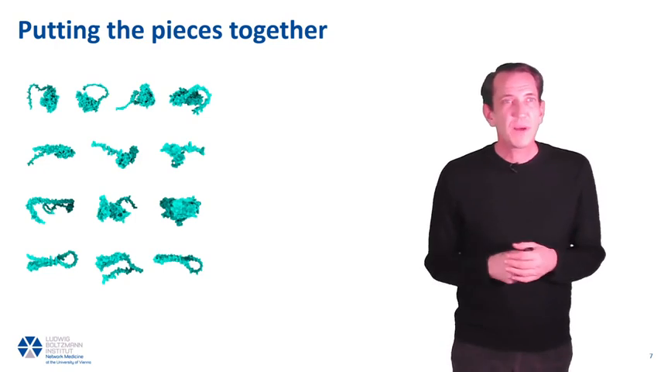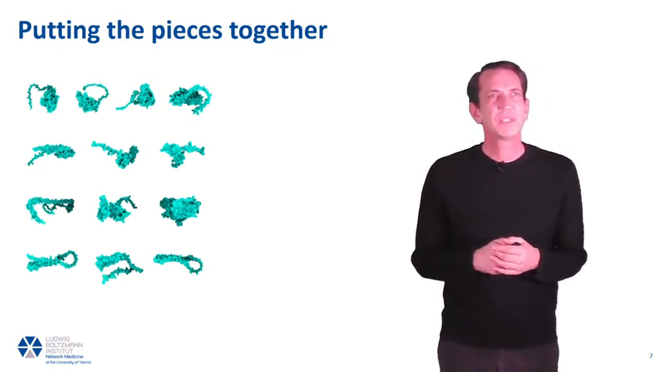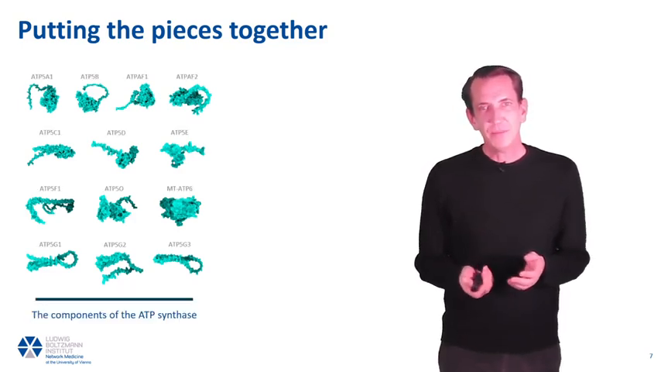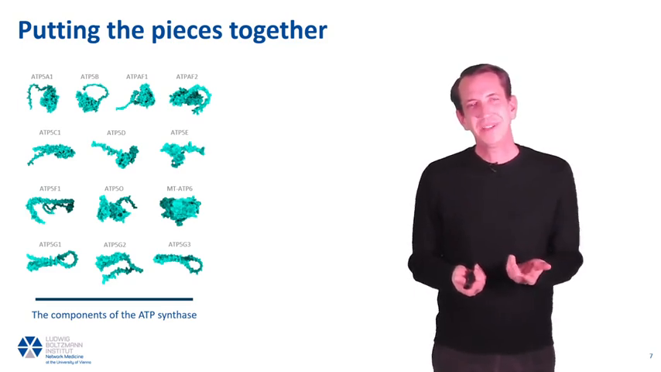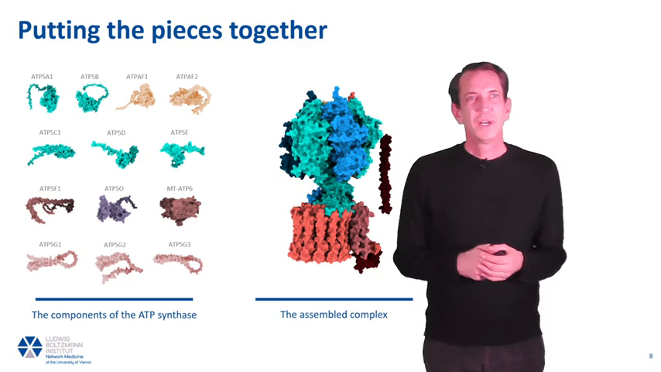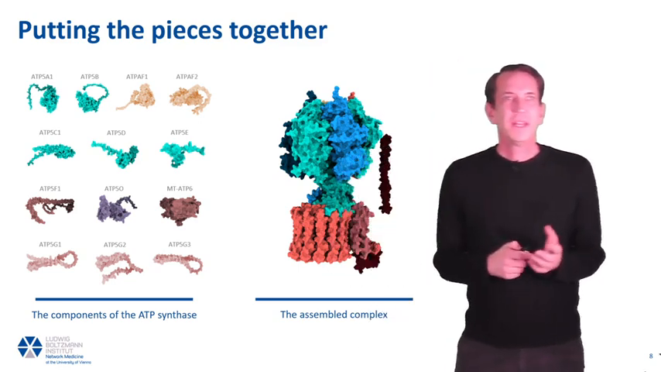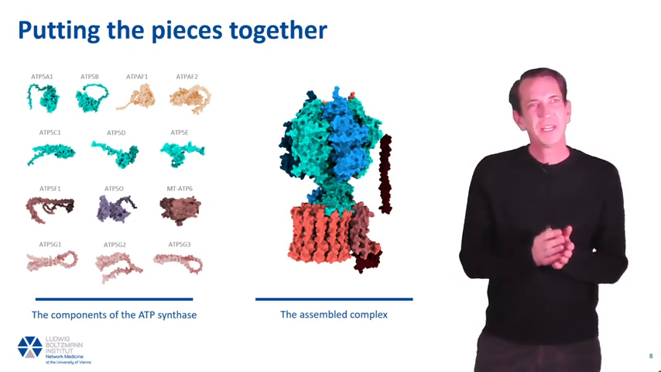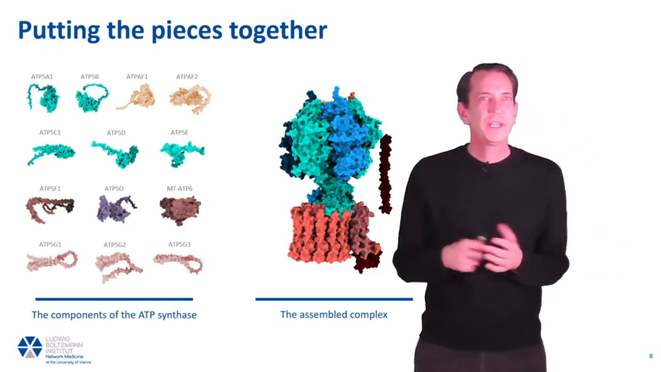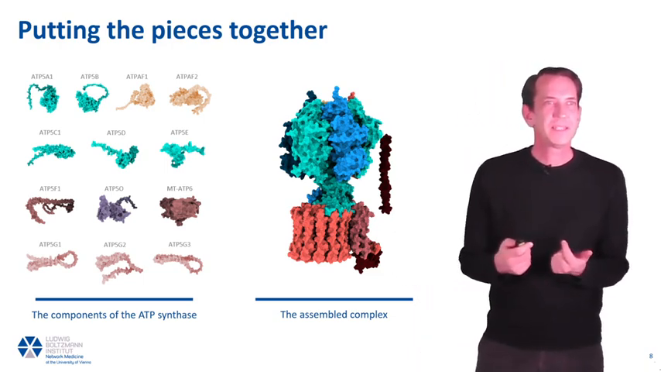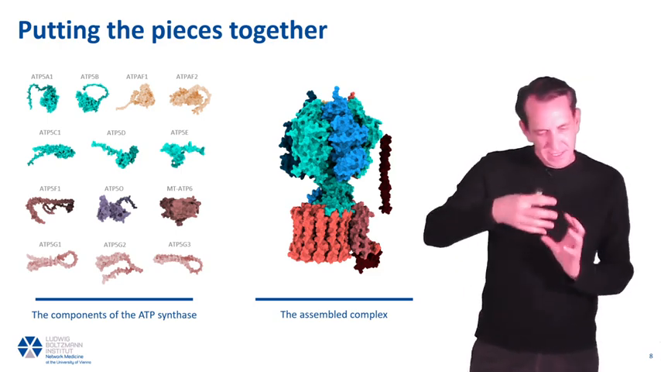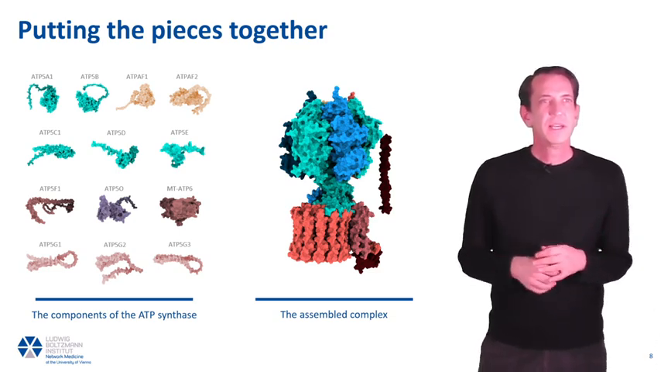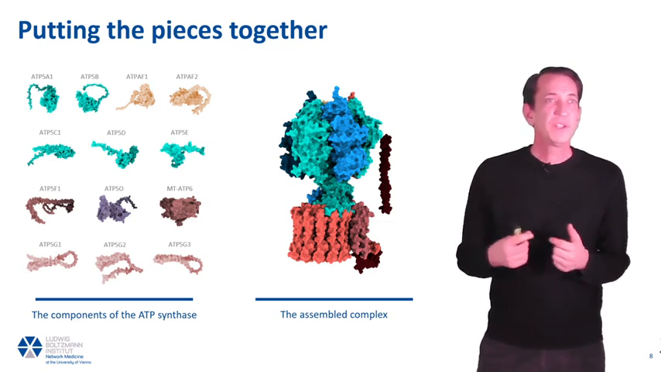Here is a beautiful example where these 13 proteins are the components of the ATP synthase, and assembled, the ATP synthase forms this complex. This molecular machine is really quite amazing. It converts mechanical energy into chemical energy, so it synthesizes ATP. It's amazing that it sits in the mitochondrial membrane in our cell, and each day it synthesizes an amount of ATP equivalent to our own body weight.